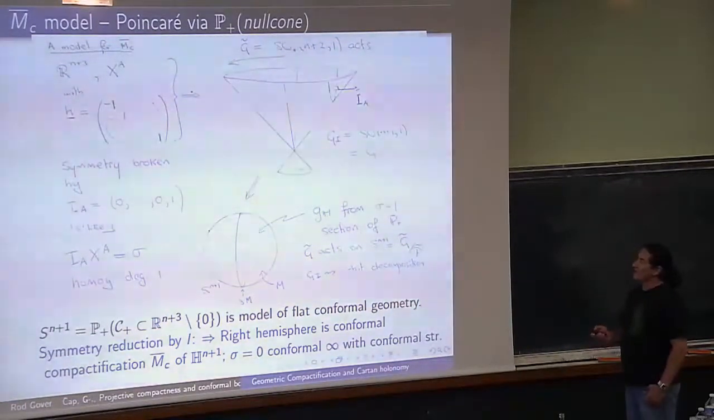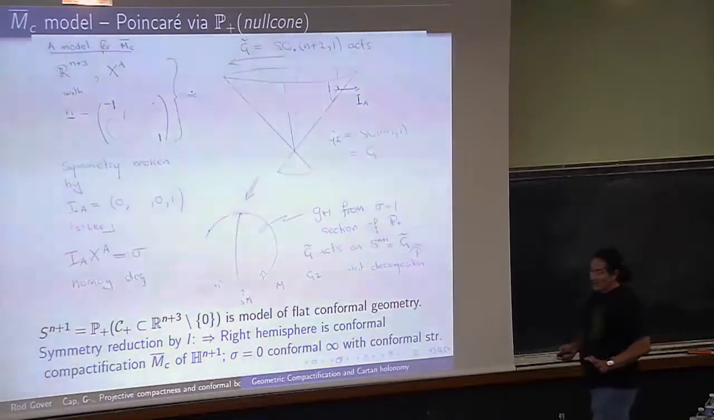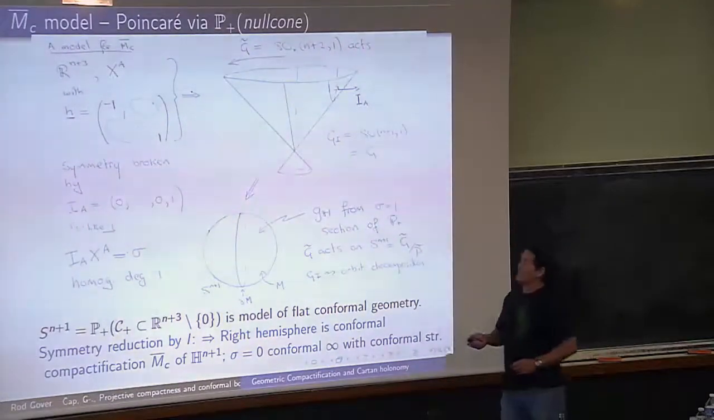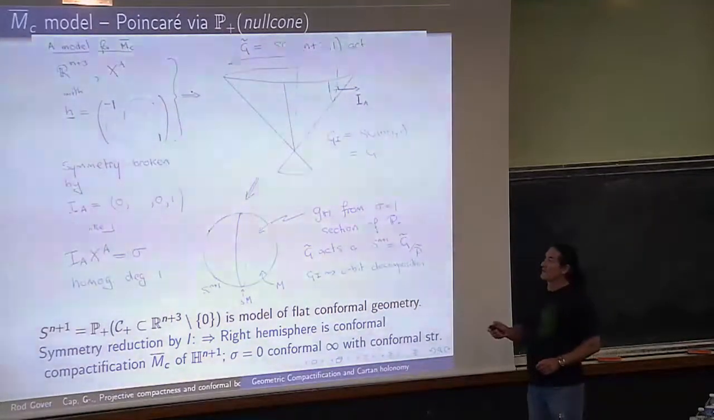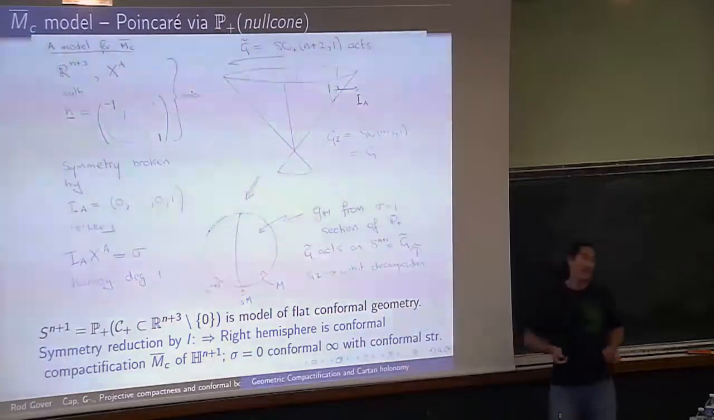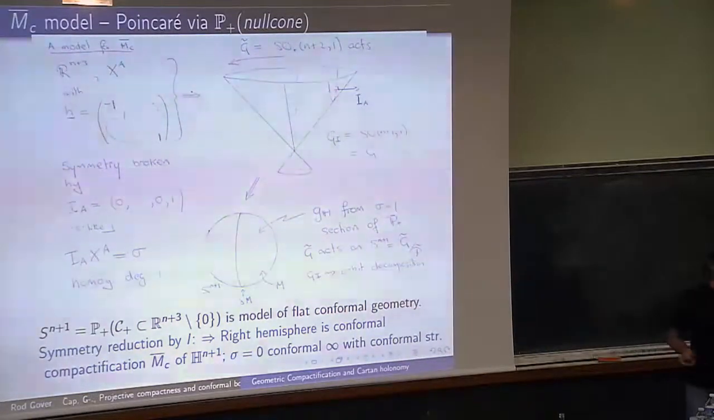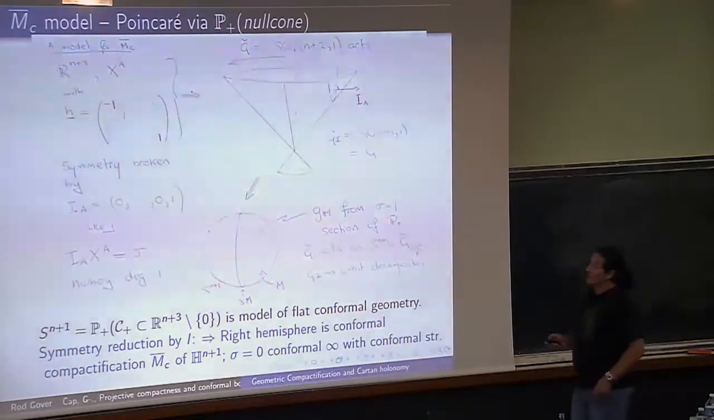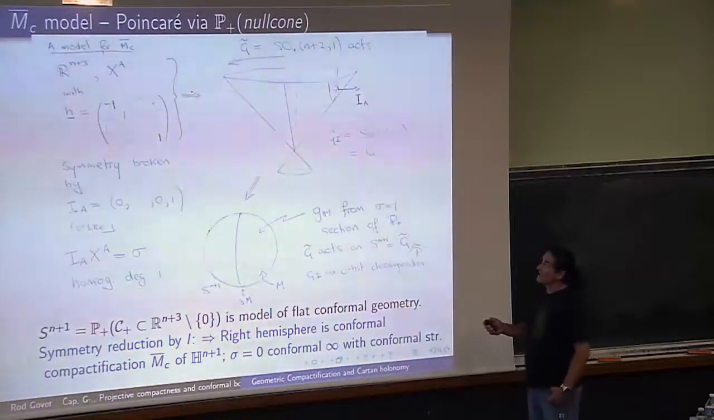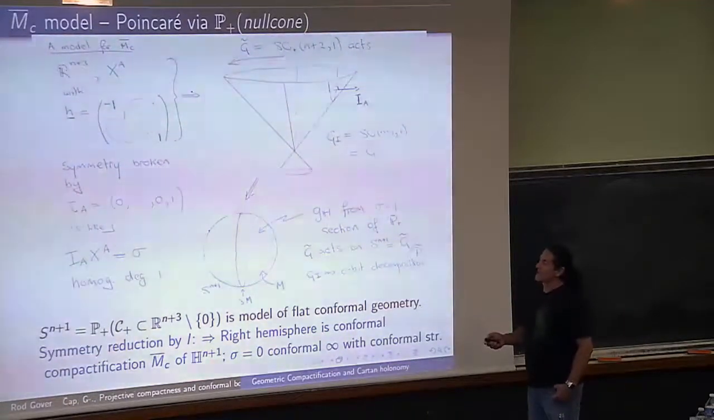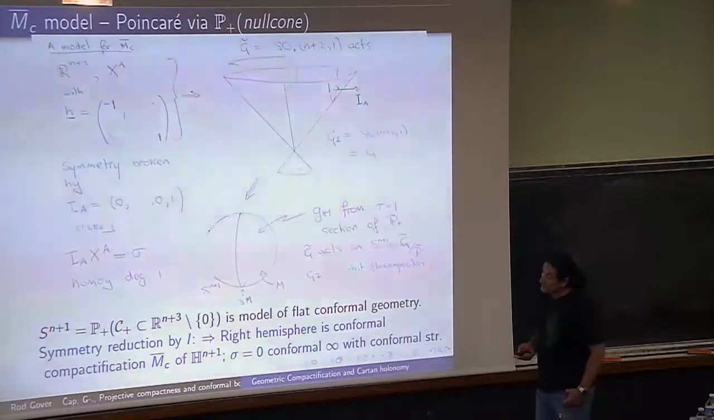So if you take a section of that ray projectivization, so that'll literally be a section of this cone, then it's easy to see that section determines a metric on the sphere by just pulling back this inner product up here, thought of as a metric in R^(n+3). Okay, so each section of the projectivization gives you a metric on the sphere.